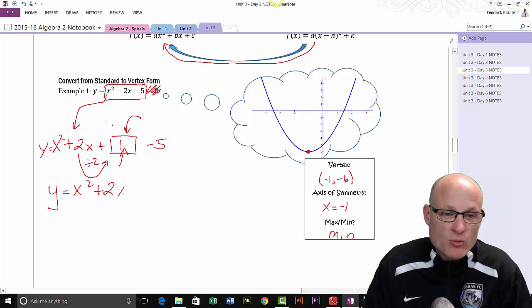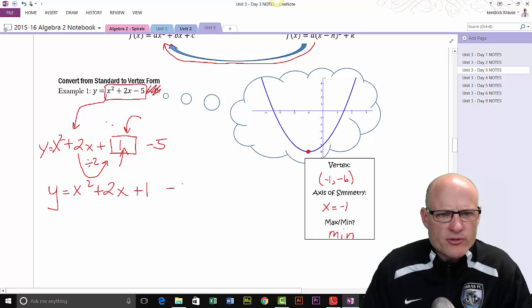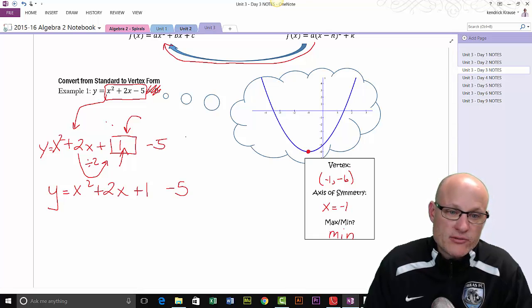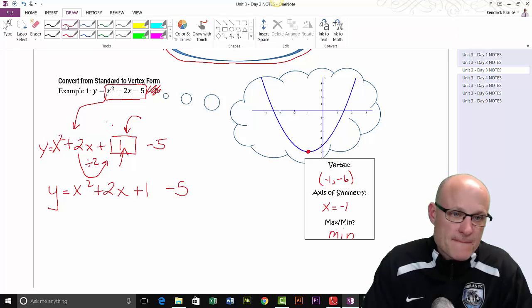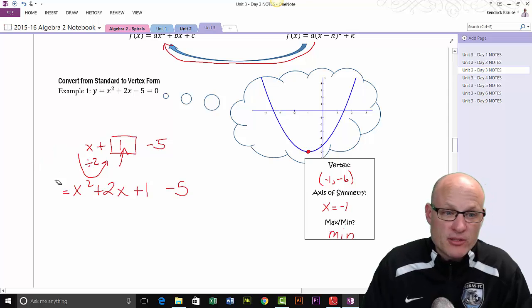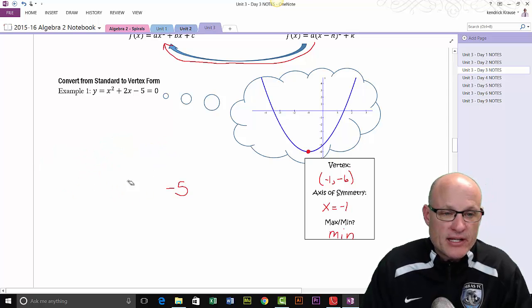But I can't just add 1 here. I also have to, how do I want to show this to you? That's why I put the 0 in there. Let me go back and show you something. Now I remember, I want to show you a different way. Eventually I want you to skip this first part. But right now, let's just look at it like this.